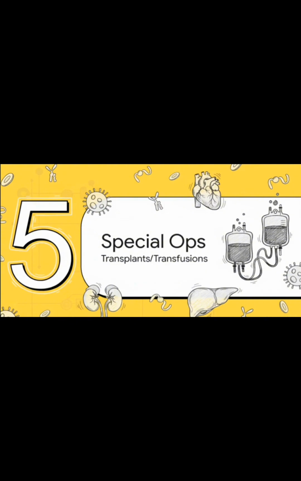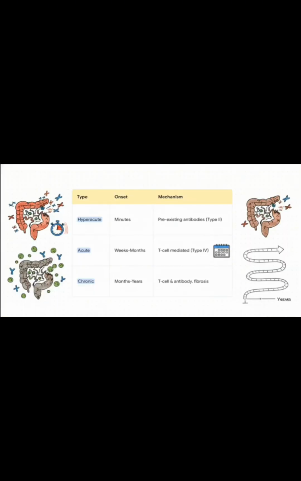Okay, for our final section, let's put these concepts to work in some very specific, very high-yield clinical scenarios: transplants and transfusions. Transplant rejection really comes in 3 different flavors, and it is all about timing and the mechanism. Hyperacute rejection happens within minutes. It's a type 2 hypersensitivity caused by antibodies the patient already had. Acute rejection happens weeks to months later. This is mostly a T-cell-mediated type 4 reaction against the new organ. And then there's chronic rejection, which takes months to years, involves a messy mix of T-cells and antibodies, and ends in irreversible fibrosis. See how it all connects back?